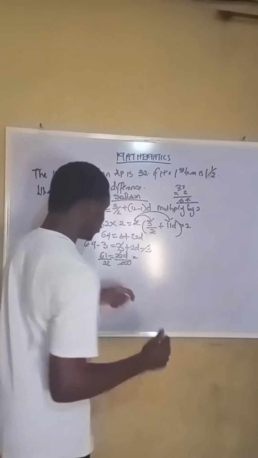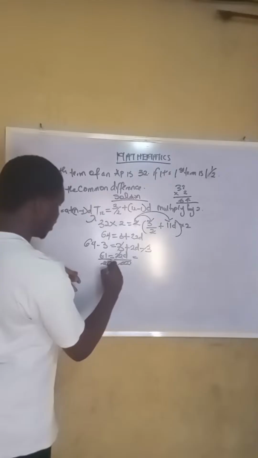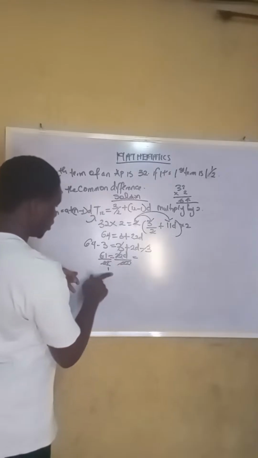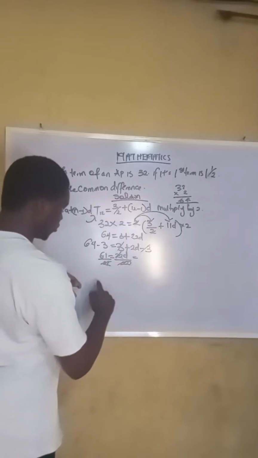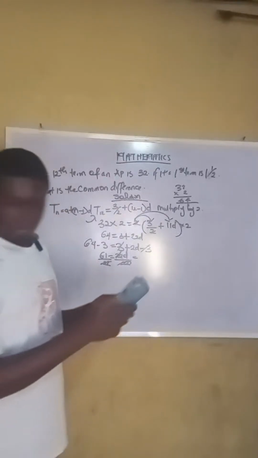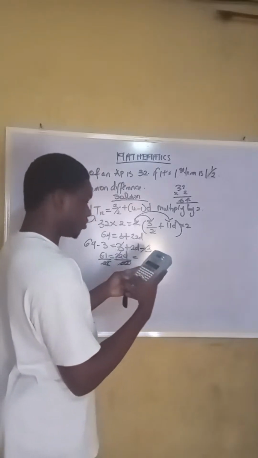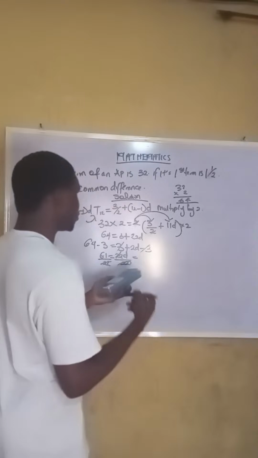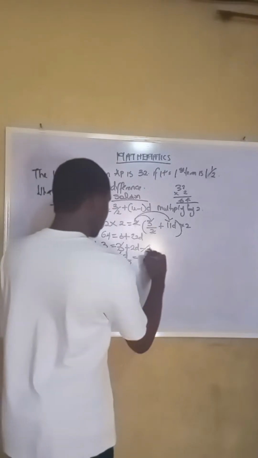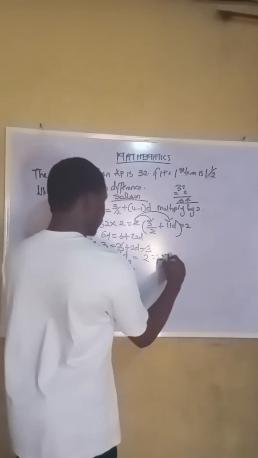Let's see if we can break this down more. 2 into here is 11. Can 2 go into this? The answer is no. Let's use our calculators. Okay, so we have 61 divided by 22. Now 61 divided by 22 is equal to 2.7727.